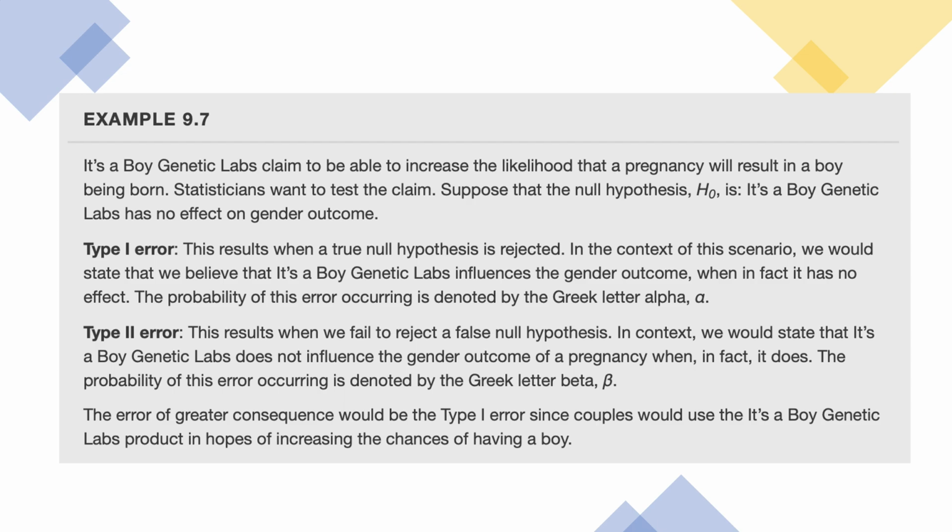Now, the probability of the kind of mistake associated with a type 2 error is beta. Remember, beta is the second letter in the Greek alphabet. It goes alpha, beta. That's, by the way, where we get the word alphabet. I don't know if you ever knew that, but that's where it comes from. A type 1 error is denoted by the Greek letter alpha. Alpha's first, so that's the letter associated with a type 1 error. The error of greater consequence would be the type 1 error, since couples would use It's a Boy Genetic Labs, thinking that they're actually increasing their chances of having a boy, when in fact they were not.